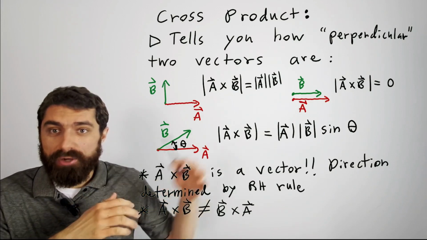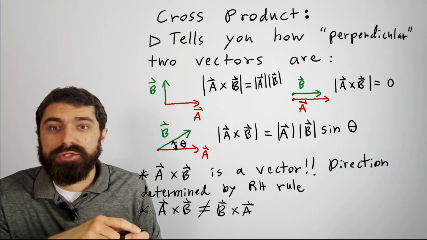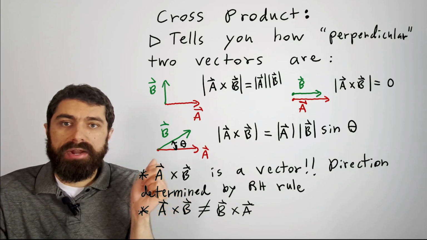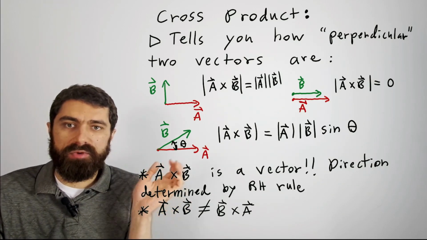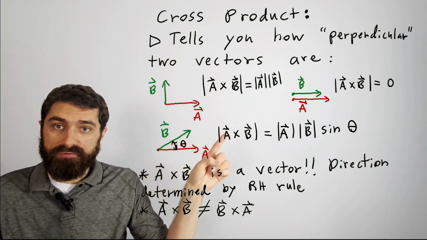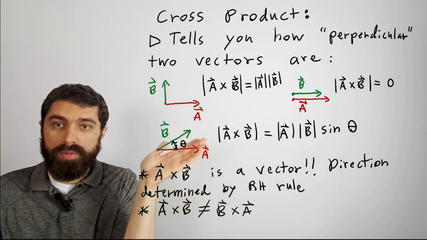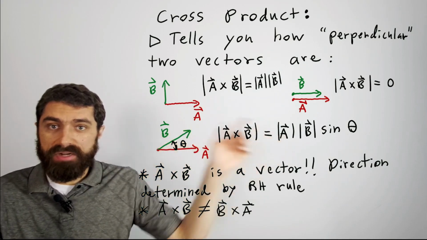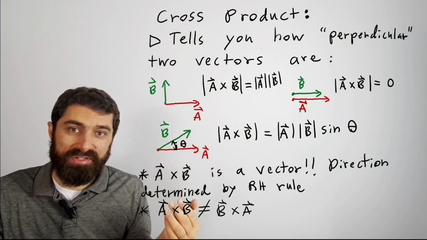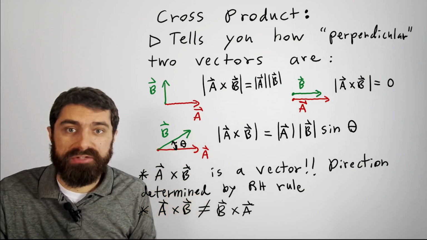One thing I'll point out is that, unlike the dot product, the cross product always spits out a vector. It is a vector and its direction is determined by the right-hand rule. With the right-hand rule, you take your hand and align it with the first vector, A, and then your open palm needs to face the other vector that you're crossing into, and the direction of your thumb is the direction of the cross product. That's how we define it.